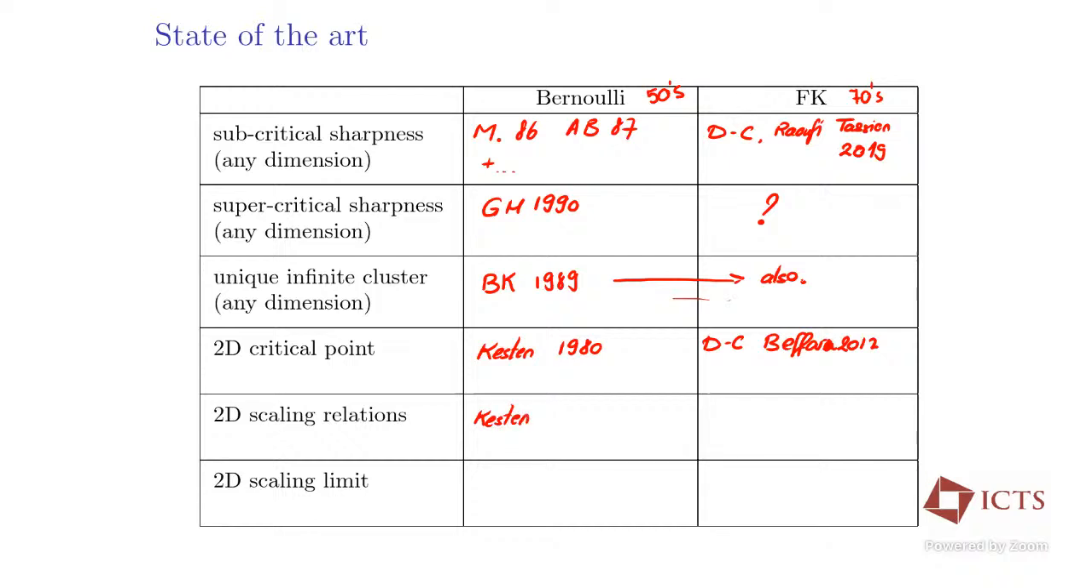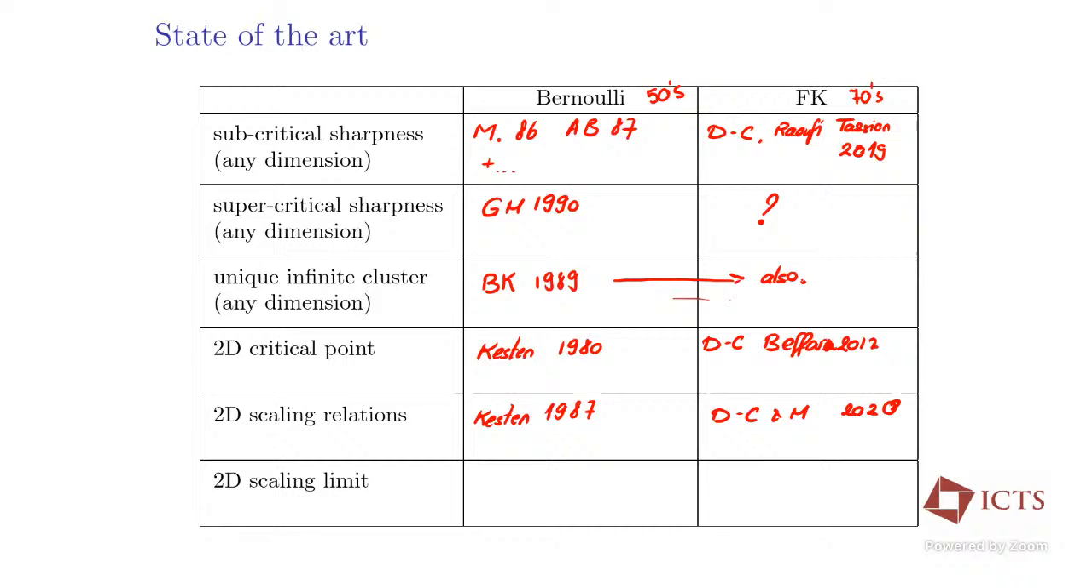Let me also finally mention the scaling relations. That is this link between the a priori unproved critical exponents. For Bernoulli percolation, this was done in '87. For FK percolation, we did it, Hugo, Duminil-Copin, maybe 2020, I don't know exactly. Maybe 2020, let's put.